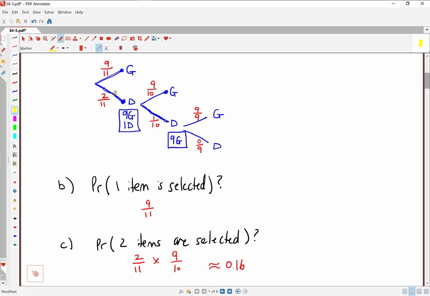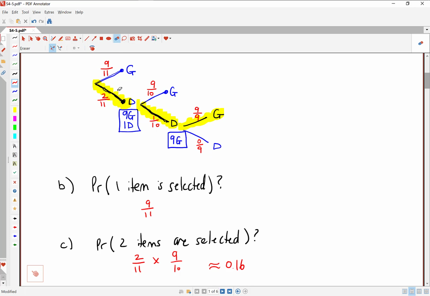So let's look at our tree diagram and figure out a way in which 3 items would be selected. Well, we'd have to have a defective item and then another defective item. Then once we get to here, really the only possibility is of getting a good item, because if you notice, this probability here is 0. So that represents something that can't happen. You can't get a third defective item.